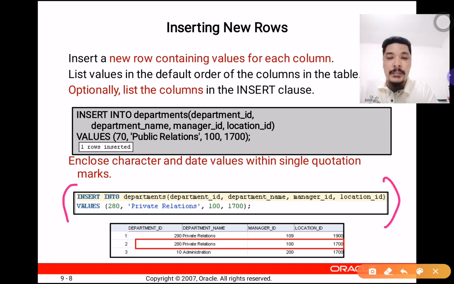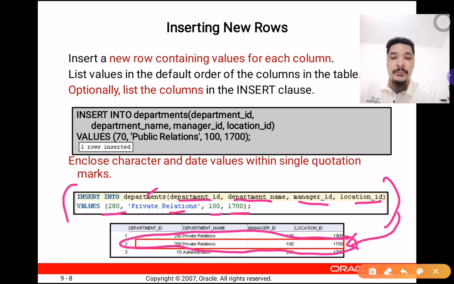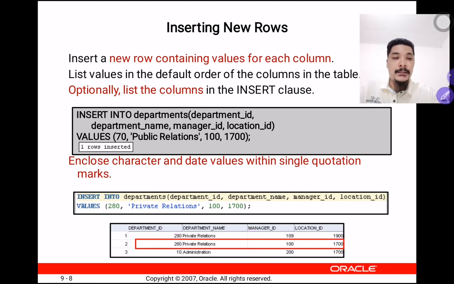Okay, so the next one, this is the statement here: INSERT INTO departments table, with the columns department ID, department name, manager ID, location ID, and this is all the values. So automatically after we insert, it will appear here: 280, Public Relations, 100, 1700 and so on. Okay, next slide.